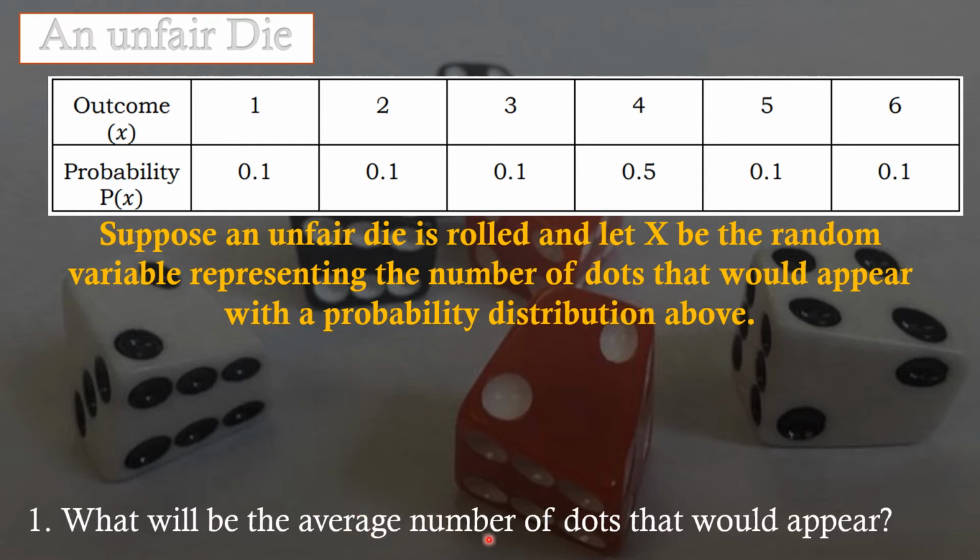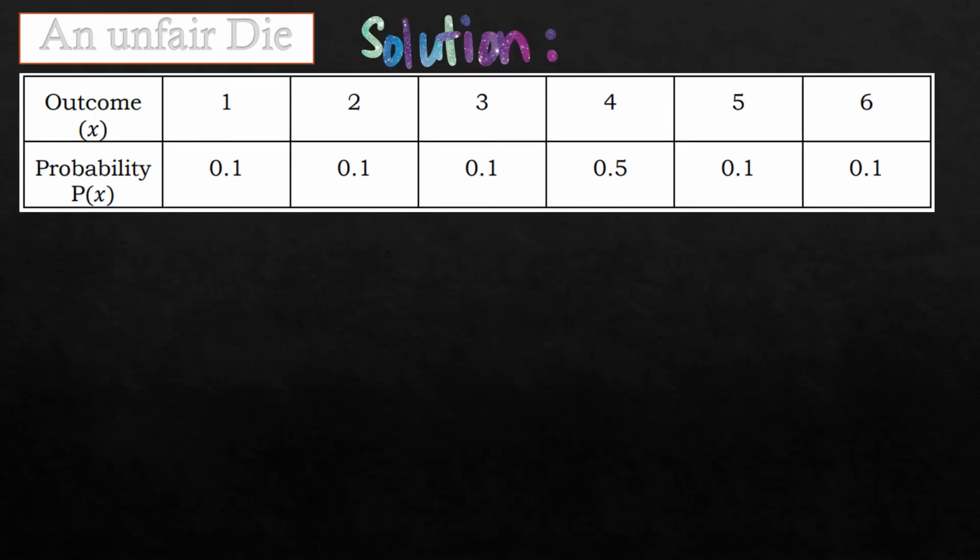Now, first we're going to look for the average number. What will be the average number of dots that would appear? And we are going to use the formula for expected value or mean to answer this. To get the average, we have to take note that the formula for the expected value or mean is the summation of x times p of x.